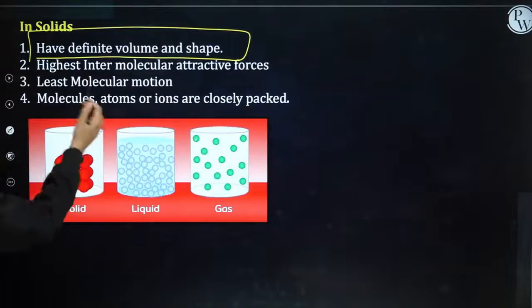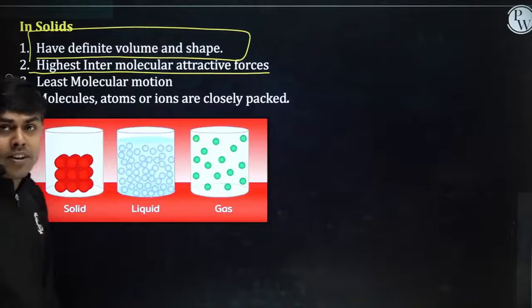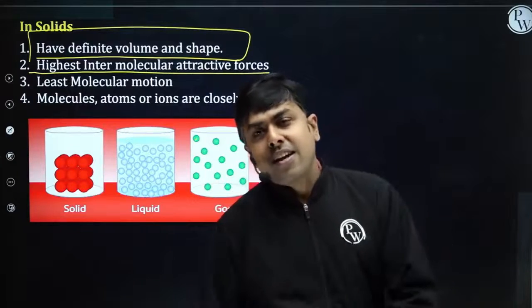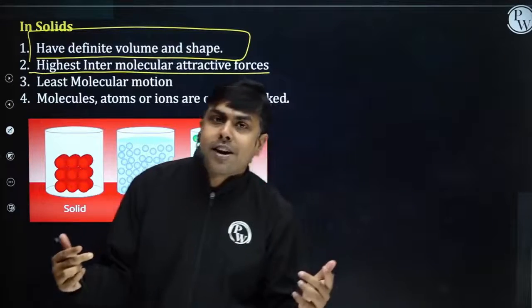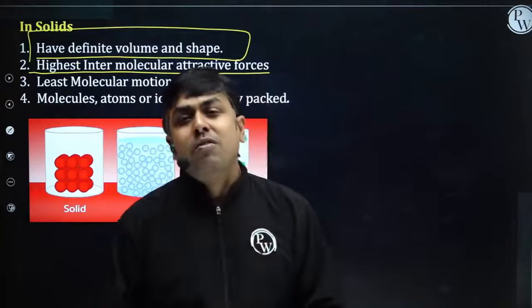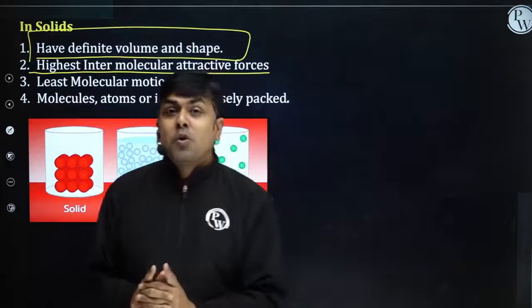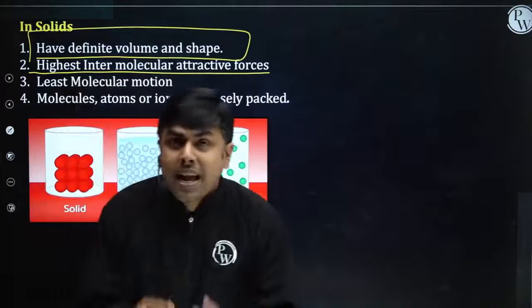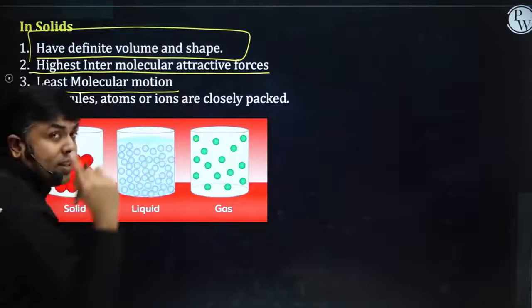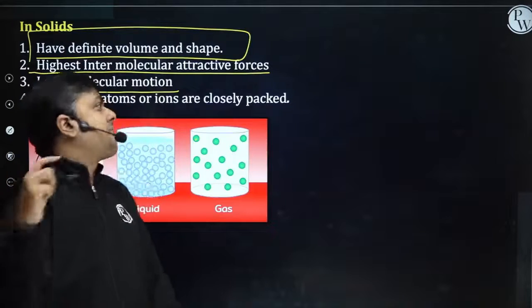The next one, already we have discussed this. In case of solid, the intermolecular force of attraction is very high. And if intermolecular force of attraction is high, in that case, can I say even the molecular motion will also be very less. Am I clear, students? So they don't show the property of diffusion. Next one, least molecular motion. Once again, the reason is very high intermolecular force of attraction.